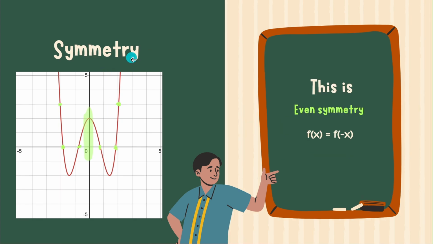The second thing you want to look out for is symmetry. And in this f of x function, this is even symmetry. So if you knew that it was even symmetry, you would know that f of x has to be equal to f of negative x. So these are points that show that f of x at negative 1 is equal to f of x at 1.